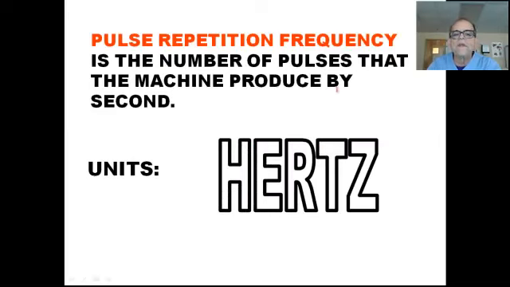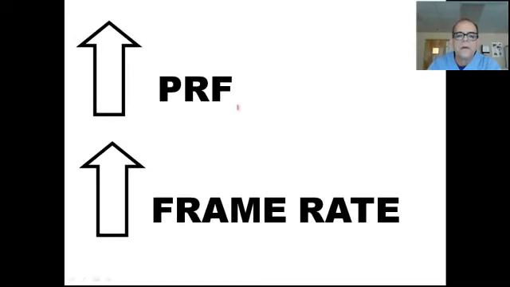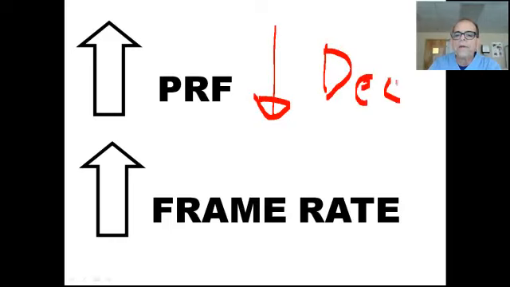Pulse repetition frequency is the number of pulses that the machine produces per second. The units are called hertz. The higher the pulse repetition frequency, the higher the frame rate. In other words, pulse repetition frequency and frame rate are directly proportional. And remember that the pulse repetition frequency is inversely proportional to depth. In other words, frame rate is inversely proportional to the depth that you are working at. The deeper you work, the fewer pictures you can produce.